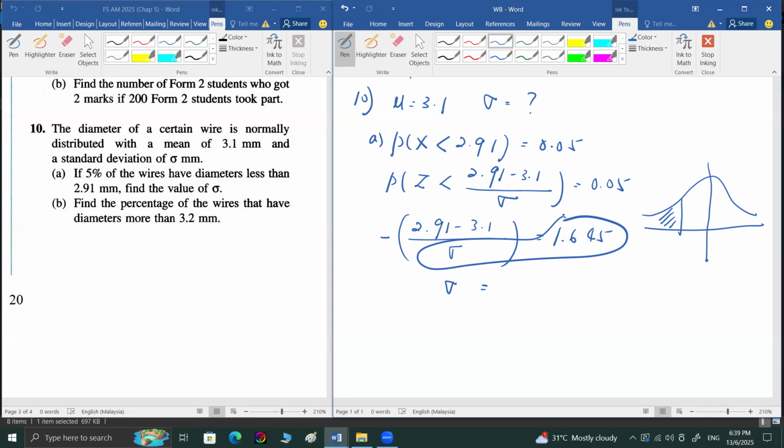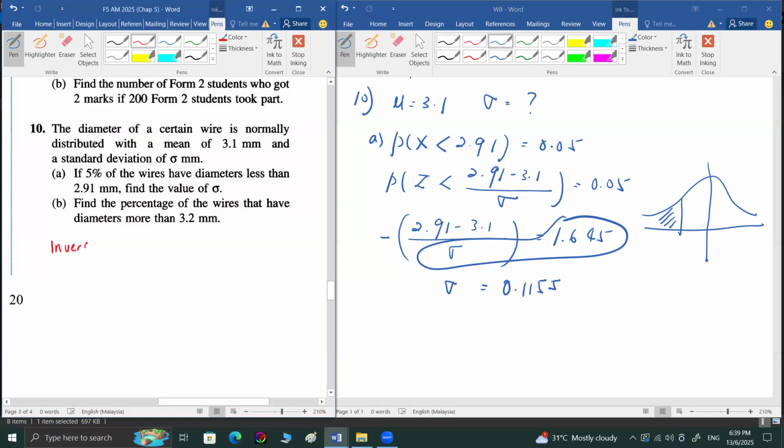So I get 0.1155, the standard deviation. Okay, now can you get this value? So this you get from the table, yeah? And for you that are using EX, we do some revision again to get the inverse normal.